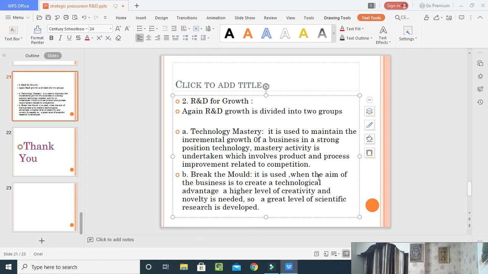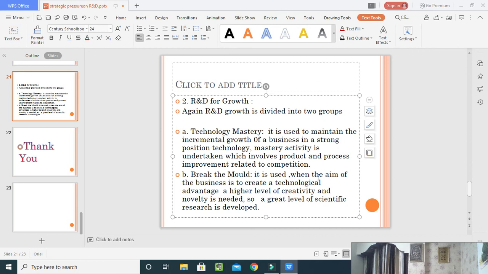Coming to the break the mold, it is used when the aim of the business, that means when the businessman or the company wants to grow its technology at an advanced or high level of creativity, then this level of activity will come in the break the mold. They will go beyond the laws also. Sometimes the rules and regulations they have to cross, or sometimes it will be limited further. So in the competition world, if I take an example of the European Union, now they are crossing these limits also, break the mold, and every country is focusing on the technology development for their country.